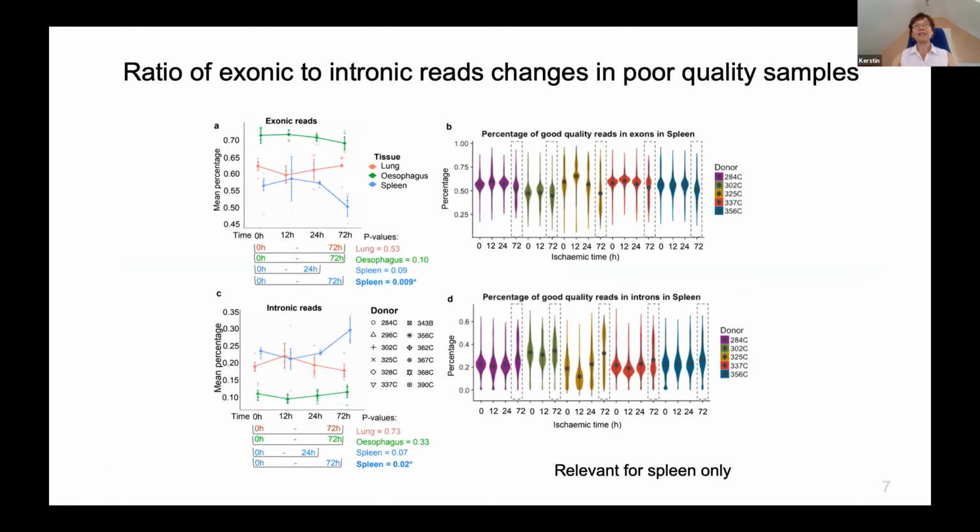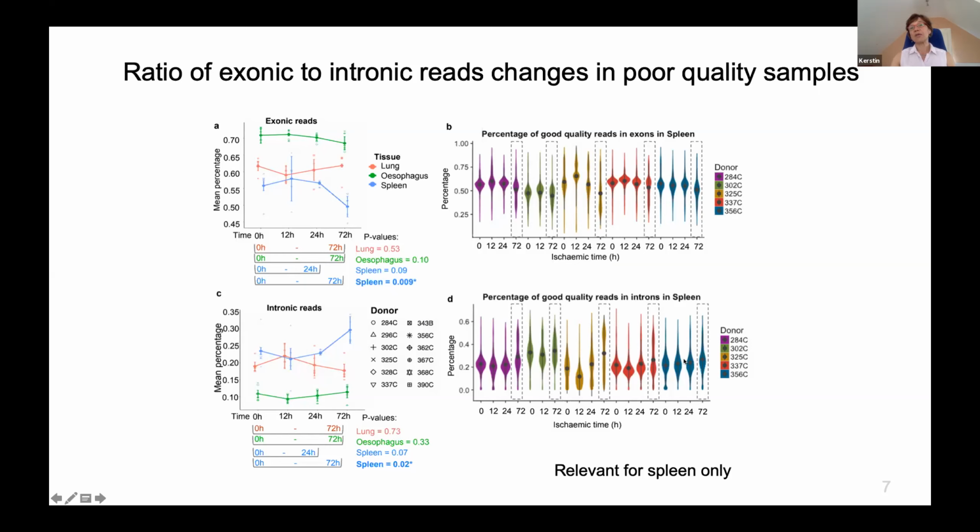I mentioned that there was a decrease in the data quality in the spleen, so it's maybe quite interesting just to dig into that a little bit more and understand what's going on. And one effect that I thought was quite interesting is that the ratio of exonic to intronic reads changes as the quality of the sample decreases. So here in the spleen, we get fewer exonic reads, but more intronic reads, and we interpret that to mean that RNA in the nucleus is probably more stable than RNA in the cytoplasm.